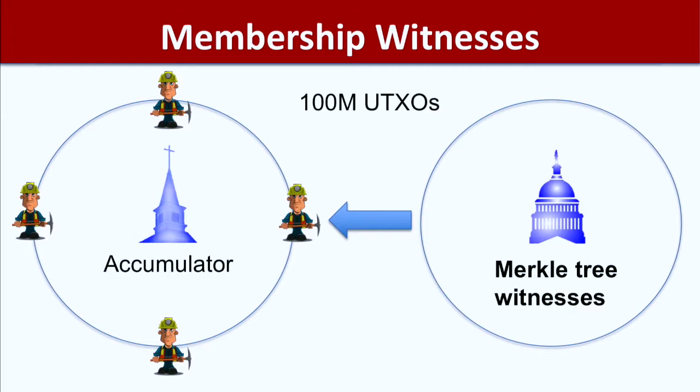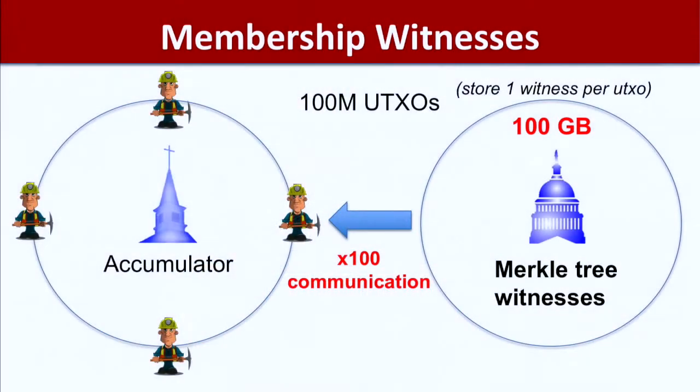So if we were to use Merkle tree witnesses, the problem is that the Merkle tree witnesses are quite large as the database gets very large, right? As the set of unspent transaction outputs grows to be very large. With 100 million, say, UTXOs, storing one witness per UTXO would incur about 100 gigabytes just for the Merkle tree witnesses, which you can think about as the communication overhead of the system, because these Merkle tree witnesses now need to be sent around and passed around with every transaction to all the different miners in the system. Whether or not it's the users who are sending it to the miners or the miners are passing it around among themselves, that's 100x in communication.